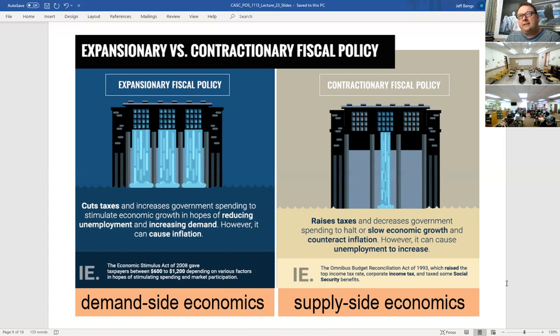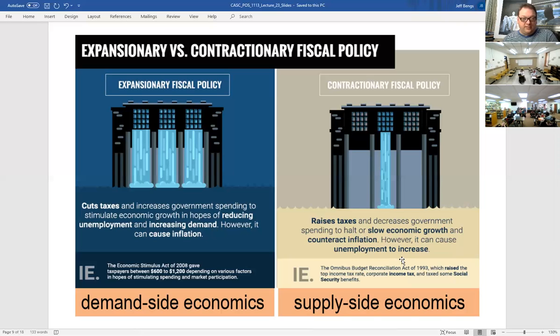The other fiscal policy is contractionary fiscal policy. This is where the government wants to slow the economic growth to counteract inflation. Now you'll need to know what inflation is. It's on page 469, but inflation is where the prices of our goods and services increase. Things like this.